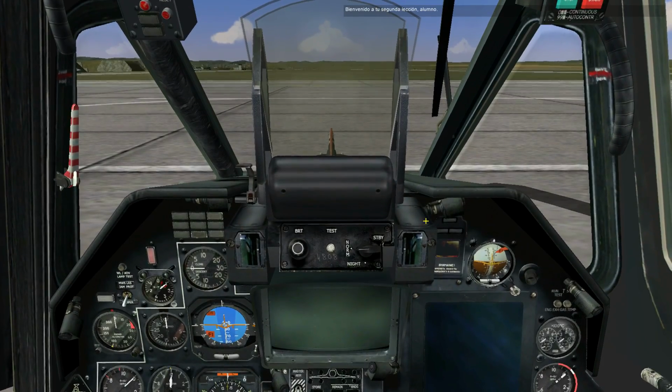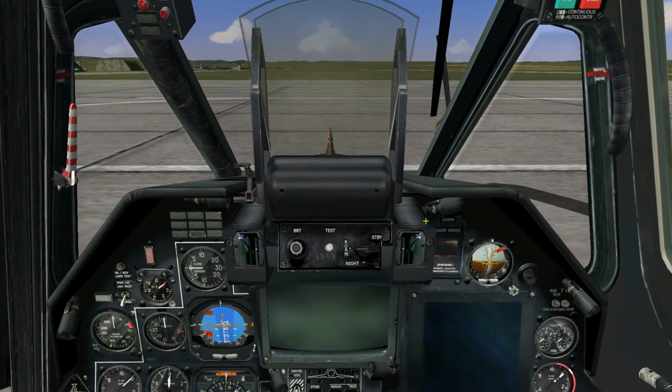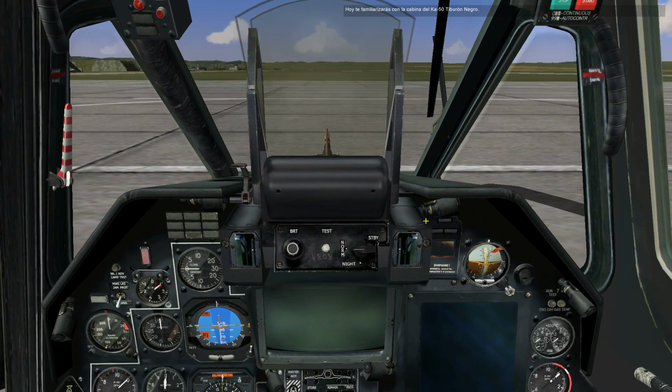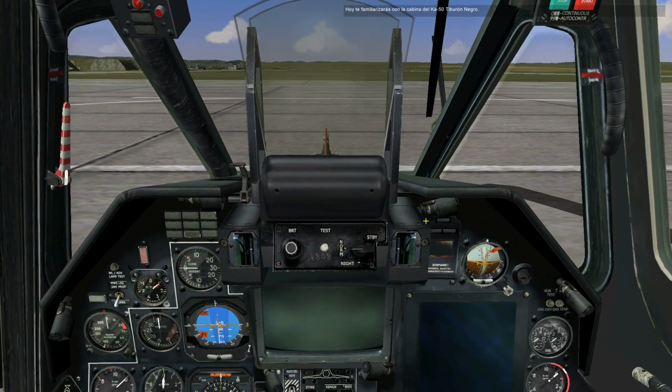Welcome to your second lesson training. Today, we'll familiarize you with the cockpit of the K-50 Black Shark.